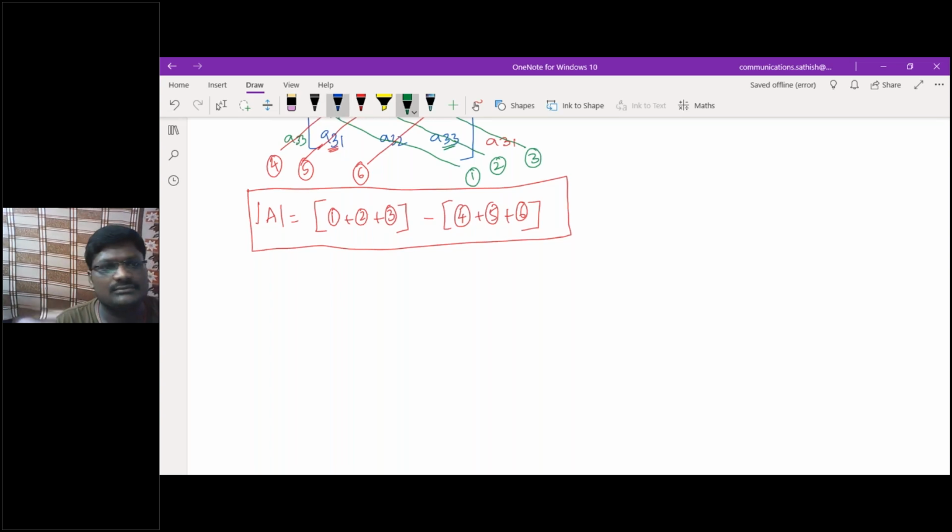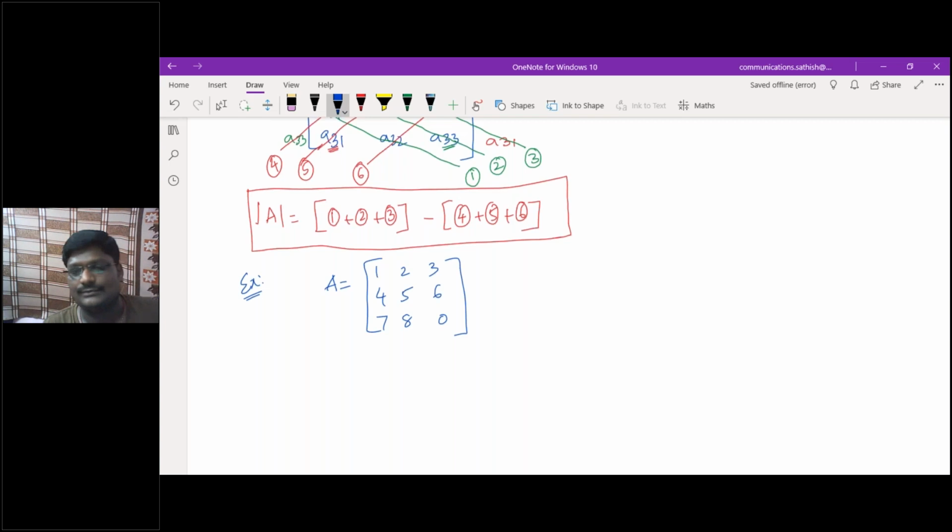Now you can cross verify with an example. Same earlier example. Take the same example I'm explaining here. A is equivalent to 1, 2, 3, 4, 5, 6, 7, 8, 0. If you take this 0, you will have 27. If I'm taking that 9, you will have a 0. Now for this, can you give me the answer for that determinant by using this technique?